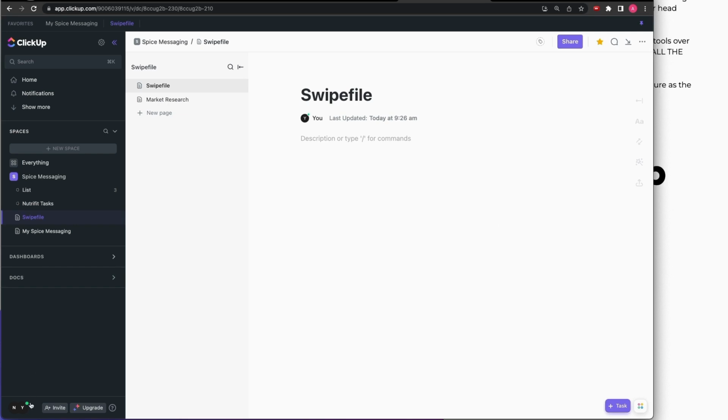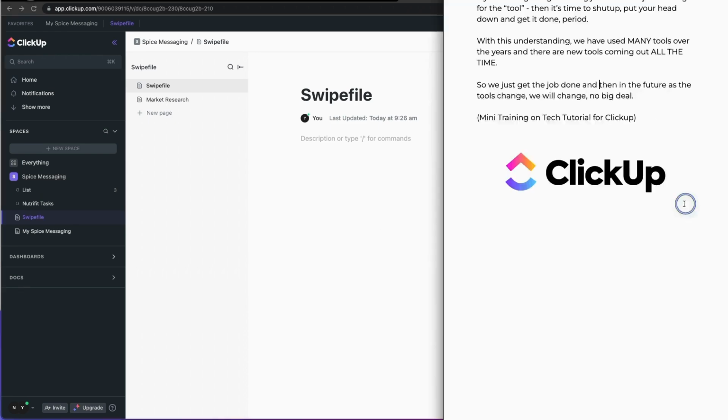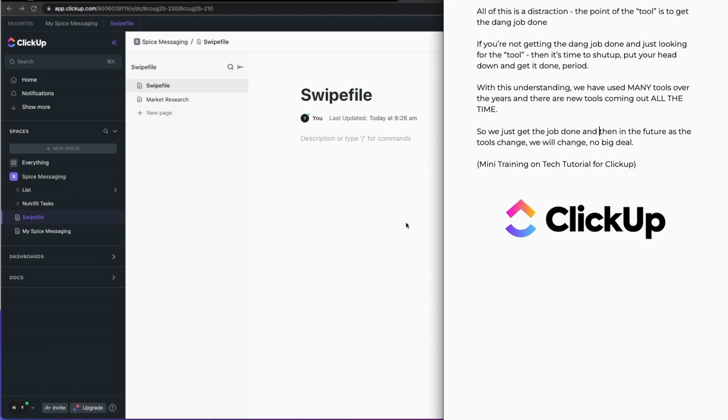But as you can see from the free plan, it looks like we were successful in getting rocket and rolling with really what we need it to do. And then down the road, of course, as you scale your company, if you need some of the advanced features and all that kind of stuff, that can be something you explore. But it looks like the free version should be more than enough for you to get started. So with that being said, this is the mini training and the tech tutorial on ClickUp. We're going to cut back over to the main training.